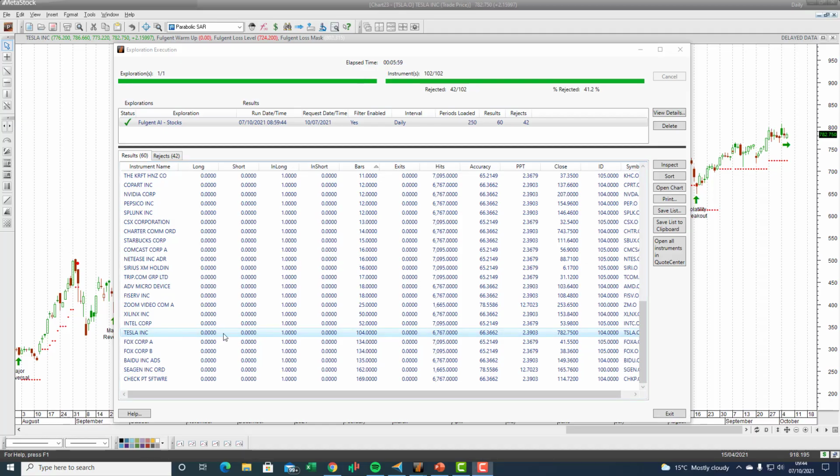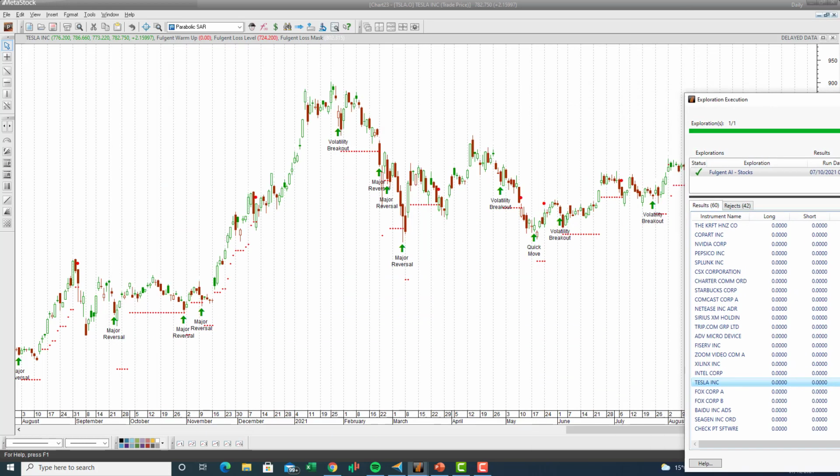I see Tesla's also on the list here. It's the 104 classic swing trade signal. It occurred 6,700 times in the testing period, with 66% average accuracy, profitability of success. So let's go and take a look at what the AI thinks of it at the moment.